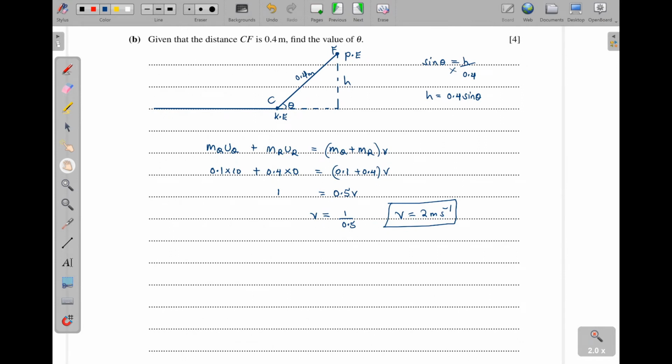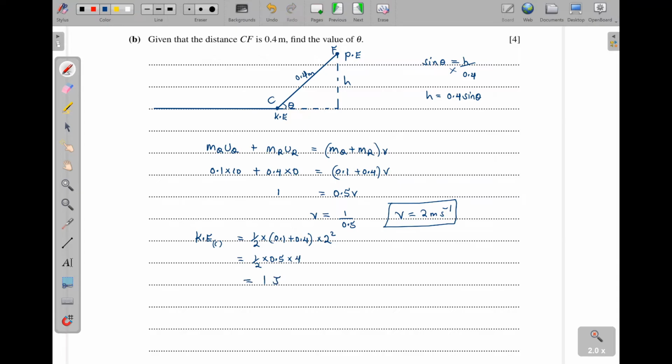Now, after that, we are going to have all the kinetic energy. What is the kinetic energy of the combined particle here? So, kinetic energy at C is going to be a half times the mass. We have 0.1 plus the 0.4 because it is one combined particle, times V squared. So you have a half times 0.5, times 4. What do we get here? This is 2, times 0.5. That one will give us a 1. So we have 1 joule.